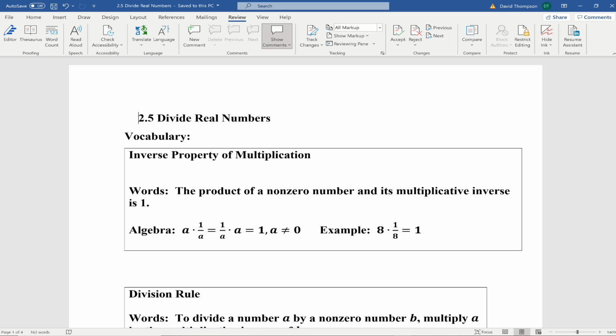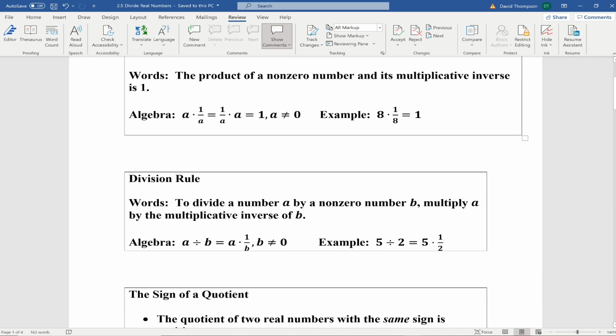In algebra, we would say a times 1 over a, or the inverse of a, equals the same thing as 1 over a, or the inverse of a, times a equals 1. And keep in mind, a cannot be equal to 0 because you can't divide by 0. An example, 8 times 1/8 would equal 1 because 8 and 1/8 are inverses.